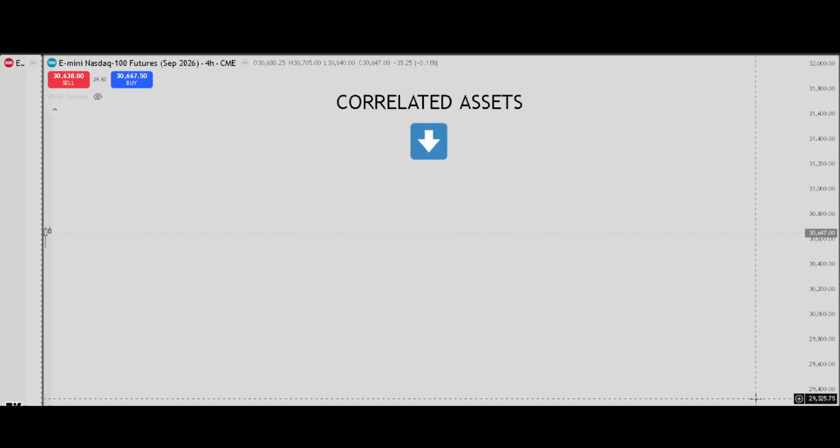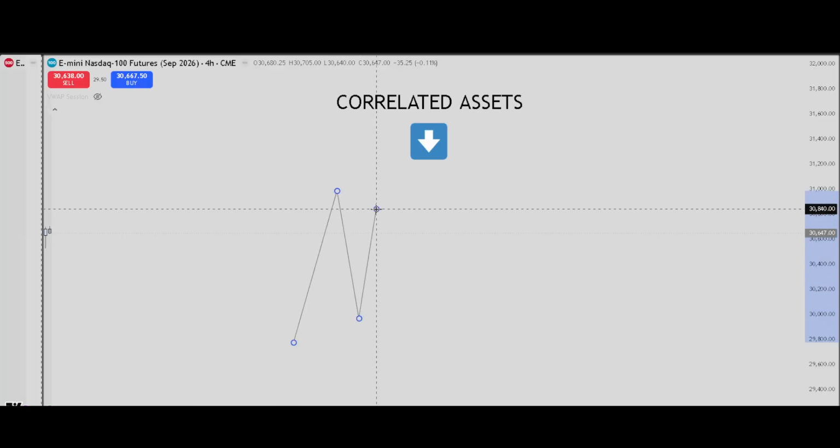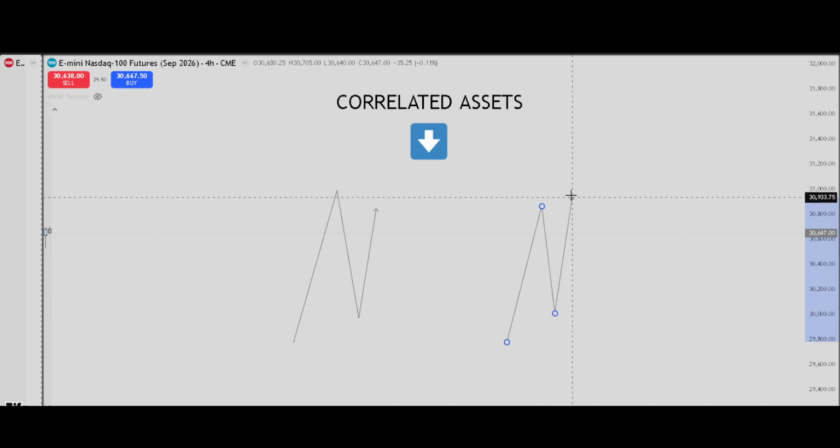To understand SMT, you must first understand what correlated assets are. Pretty much, correlated assets are two assets that move in sync but not completely the same. So say we have one asset right here that moves like this, but we have the other asset that is correlated with it that moves like this, and it takes out this high, right? So the left asset leaves this high and the right asset takes out the high. This forms an SMT divergence.